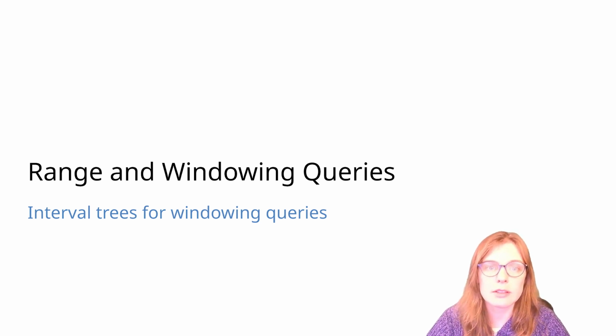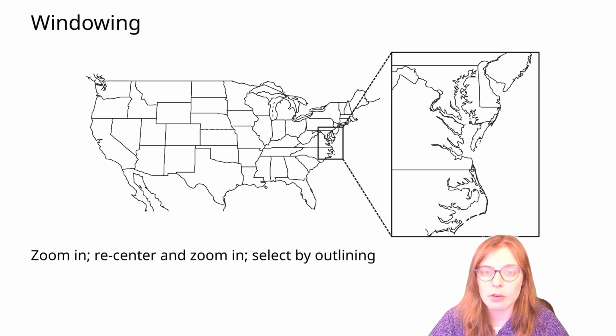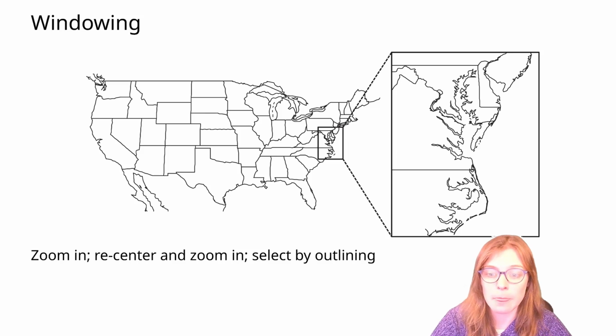We now will consider a different kind of query problems. Specifically, these problems will be called windowing queries. For example, we have a global depiction of some map, and we are interested in zooming into part of it. So now we want to quickly return all the objects that fall in a given rectangle.